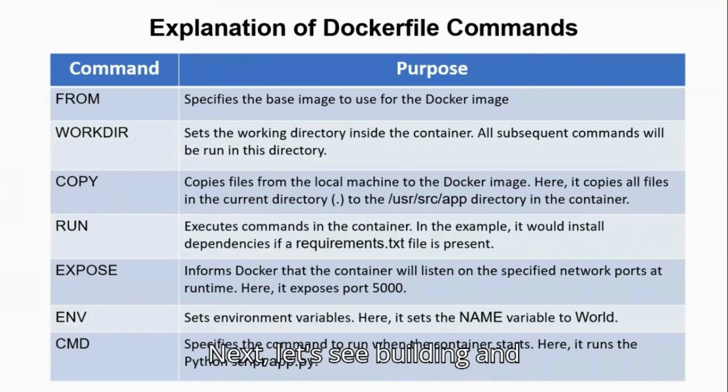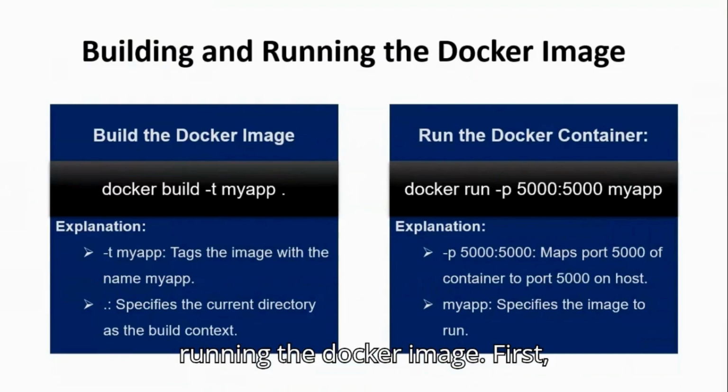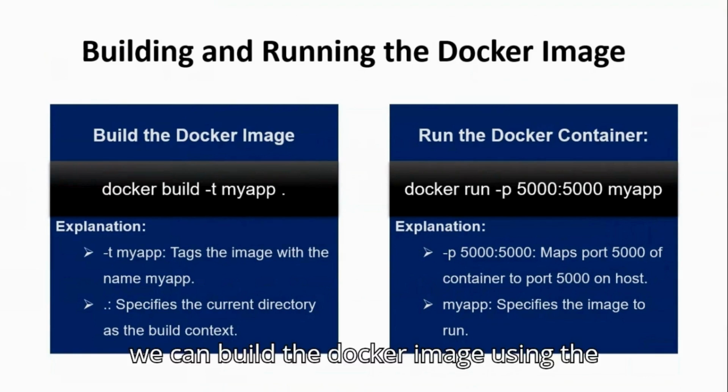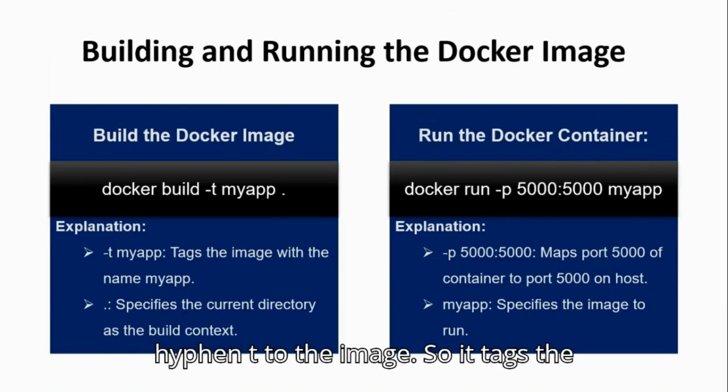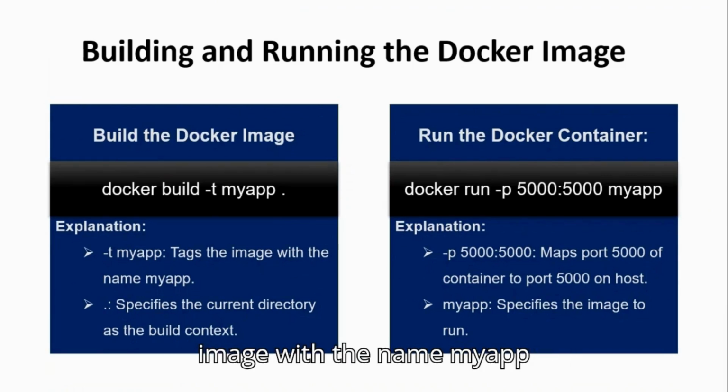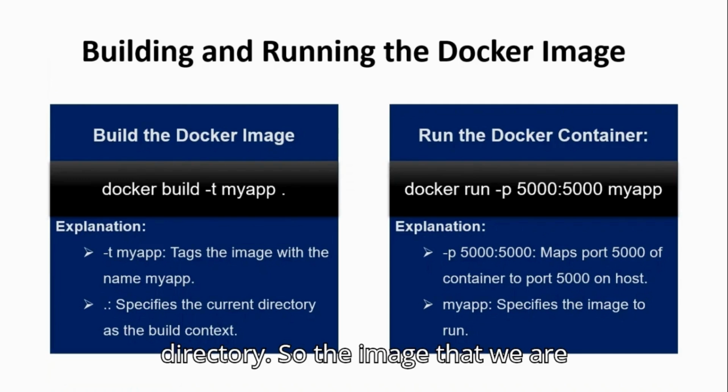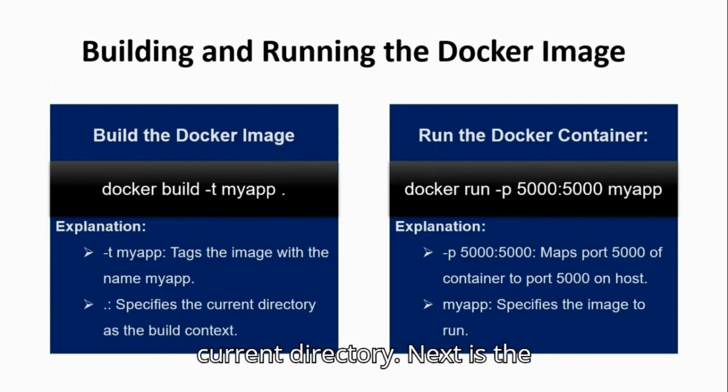Next, let's see building and running the Docker image. First, building the Docker image. We can build the Docker image using the command docker build -t myapp . So docker build is the command to build the Docker image, and -t is to tag the image with the name that follows it. So it tags the image with the name myapp. Next, the dot specifies the current directory. So the image that we are going to build will be built in the current directory.